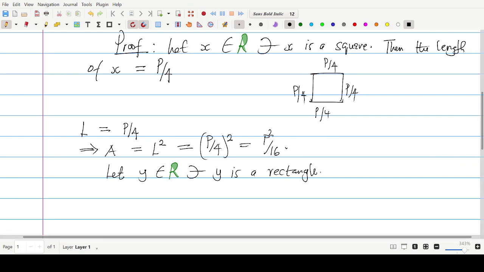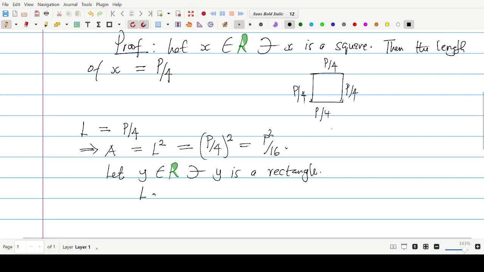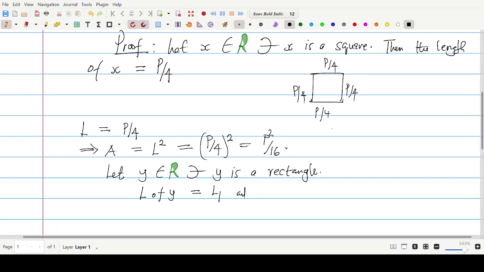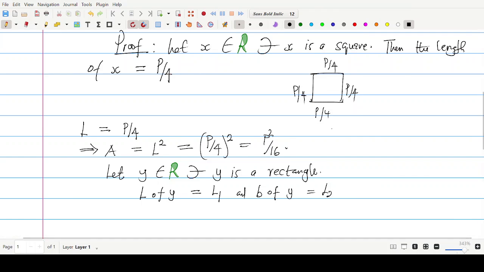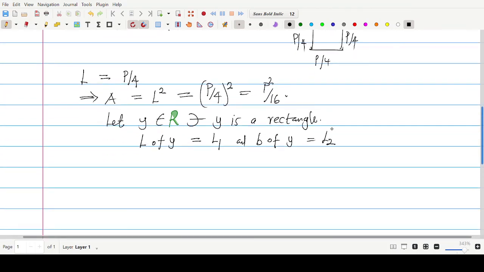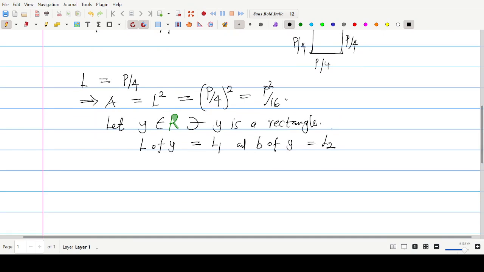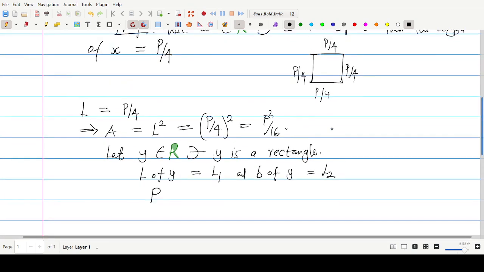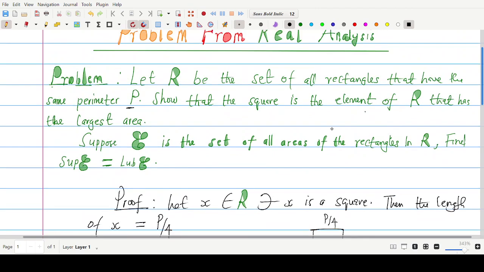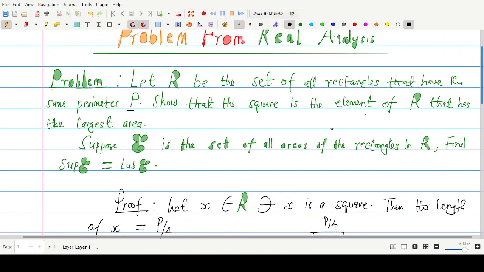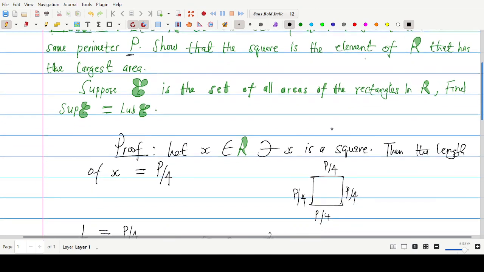We can do that. Then we can call the length of the rectangle L1, all right? And the breadth of the rectangle, let's call it L2, all right? Now we are much aware that the perimeter P, which is given above in the problem, if you look at the problem, they said that the perimeter of each rectangle is P, which is a constant.